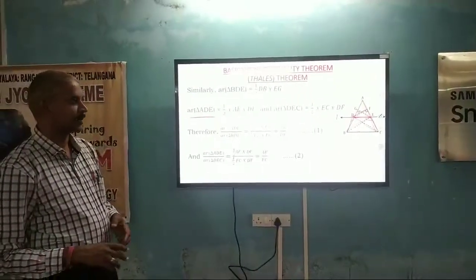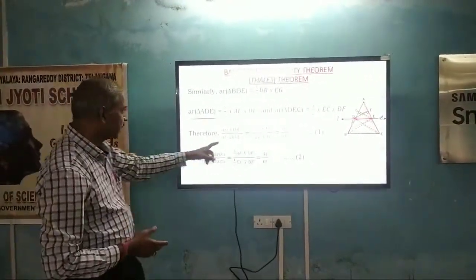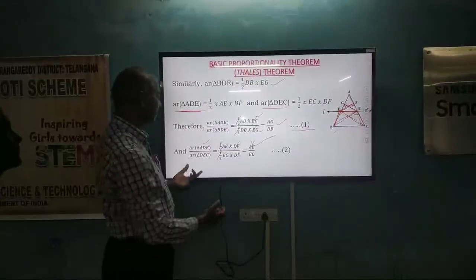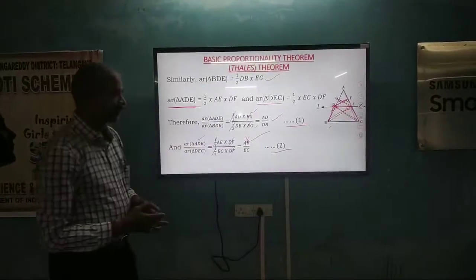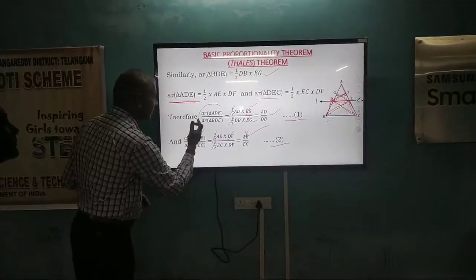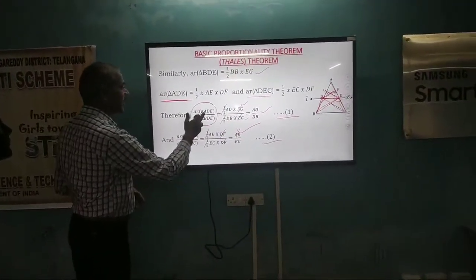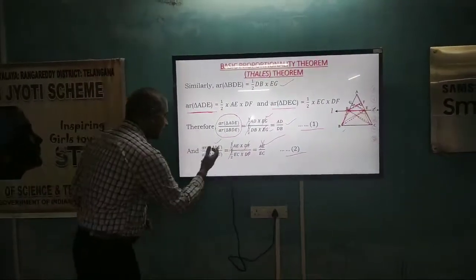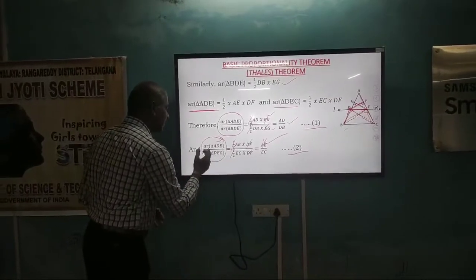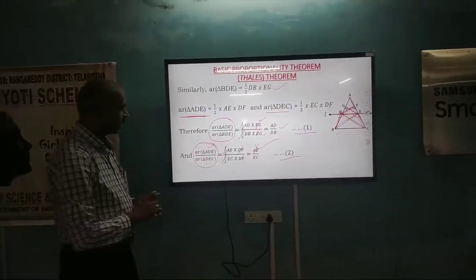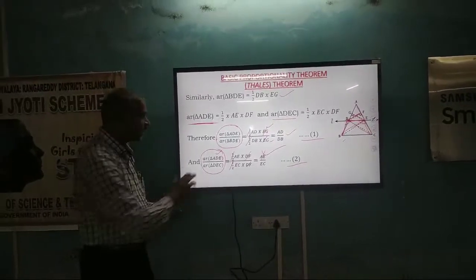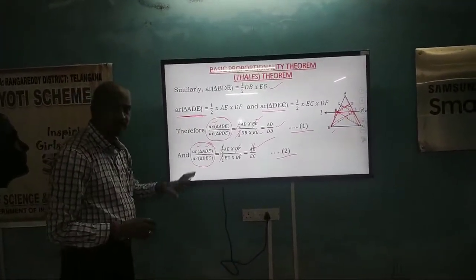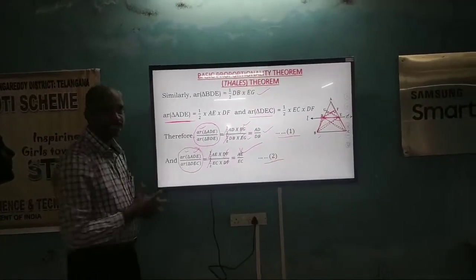AE by EC is right. So this AD by DB, call it 1, and this ratio call it 2. Now if you observe the area of triangle ADE by area of triangle BDE, and area of triangle ADE by area of triangle DEC, in these two ratios the numerators are equal. Area of ADE, here also area of ADE.